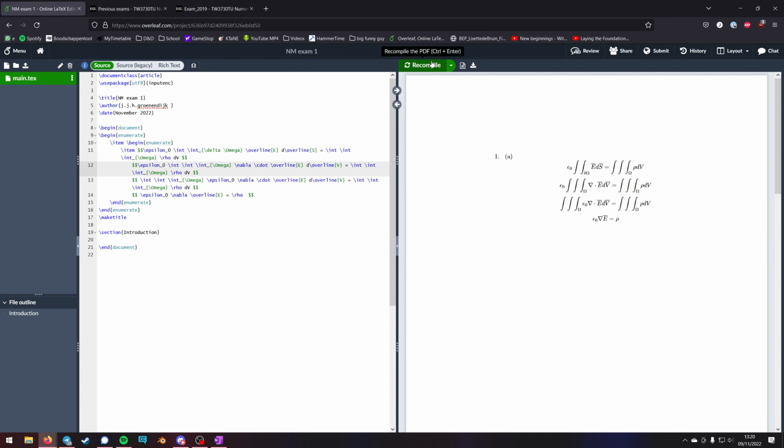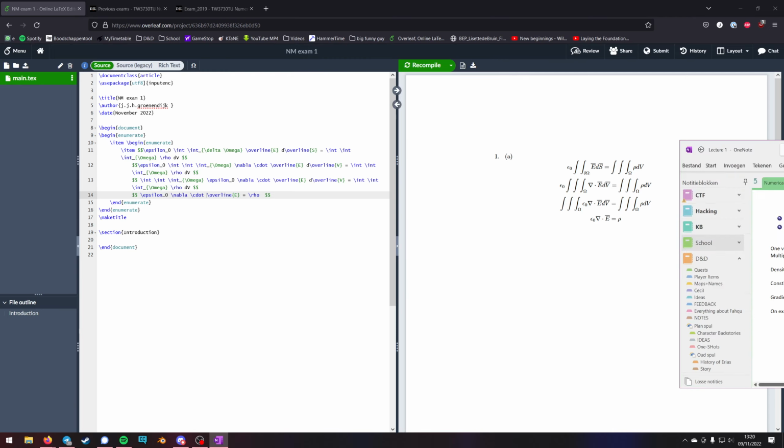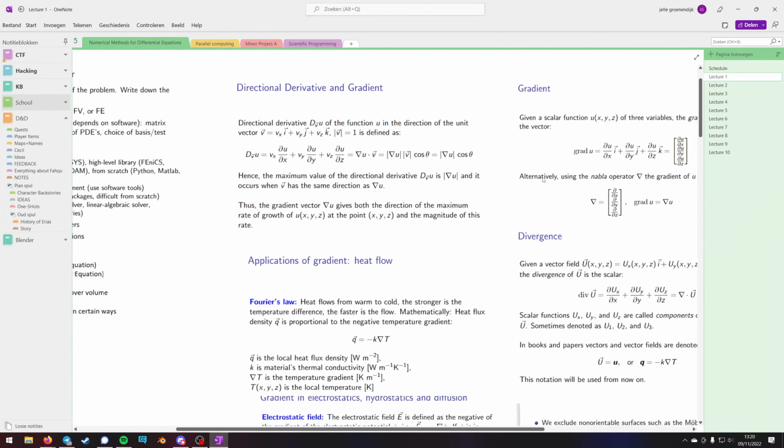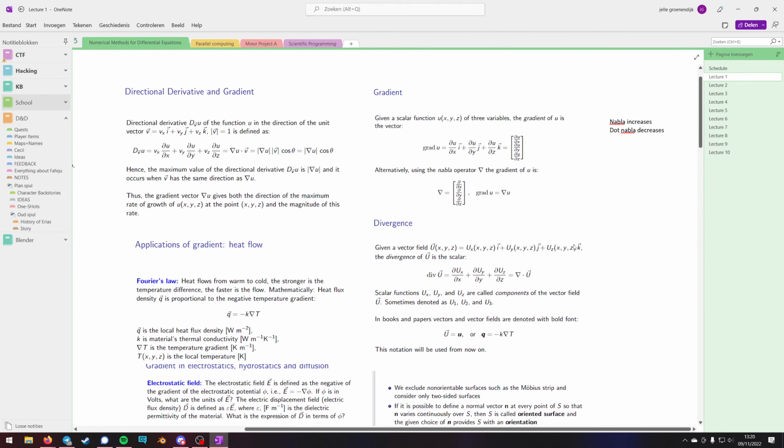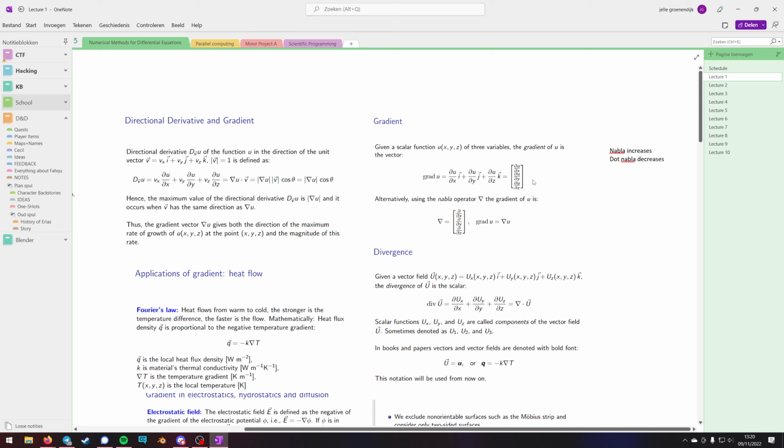Yeah, now it's good. Okay, and then also, of course, down here. I was going to check my notes real quick, I'm quite sure it's correct there, but what's the difference between gradient and divergence? Maybe someone can explain in a physical way. The gradient is the change with respect to space of a scalar function, and the divergence is the change with respect to space of a vector function.